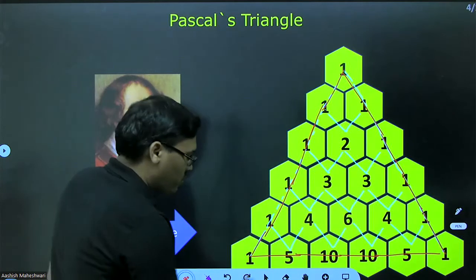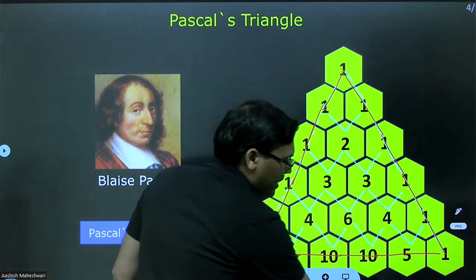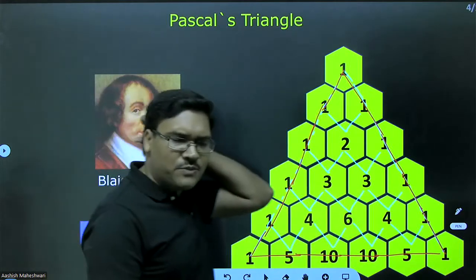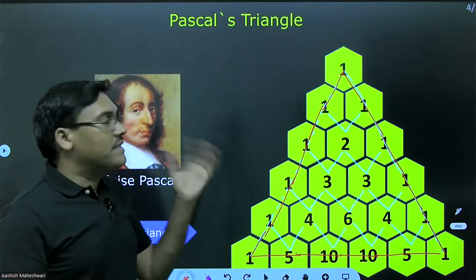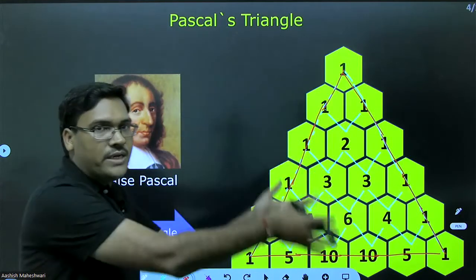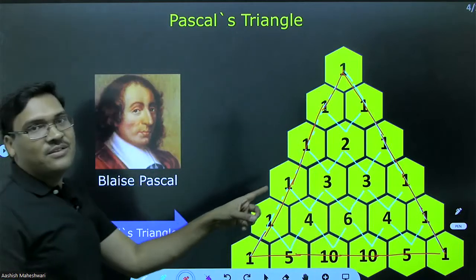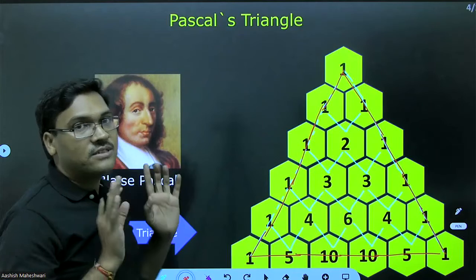After that, what will be the row? 5 plus 1, 6, 5 plus 10, 15, 10 plus 10, 20, 10 plus 5, 15, 5 plus 1, that is 6. If you know the concepts of binomial expansion, then this can be very easily related to binomial nCr, nPr. So we are not going into details of those things. What we are trying to do is we are using this concept, Pascal's triangle, to solve the problem which I have just given to you.